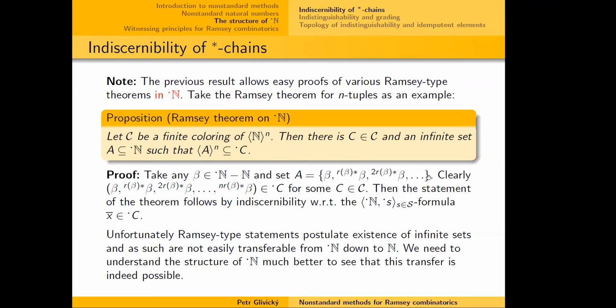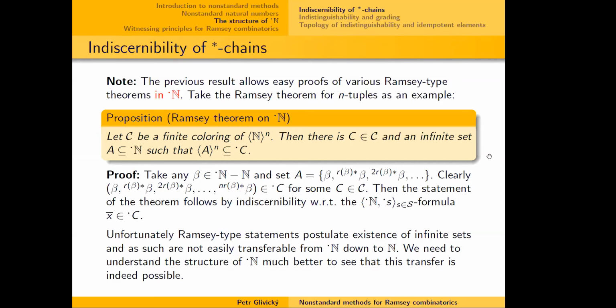And of course, then any increasing subtuple of this, or we take the first n elements, and they have some color. They must have some color because every n-tuple has some color, and this color will be the color which exists according to the theorem. That all other increasing subtuples, n-tuples of A, have the same color is given by the indiscernibility with respect to the formula x equals n dot c, which is delta 1.